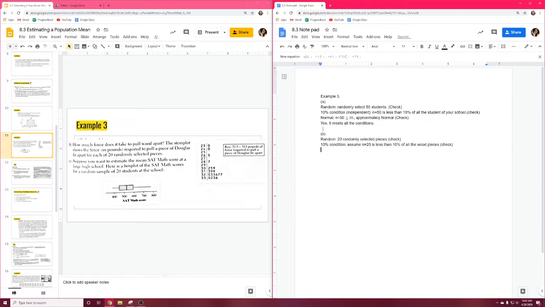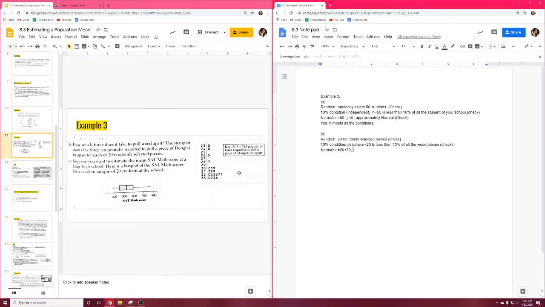And the next one, you're going to see normal. Okay, do not check anything until you know for sure it can be checked. So normal, we said if n is greater than or equal to 30, it's approximately normal, no problem. But over here, our n is actually less than 30, so it's 20. So n equals 20 is not greater than or equal to 30, so you cannot use approximate normal. And so you have to look at the population and see if the population is approximately normal or not.